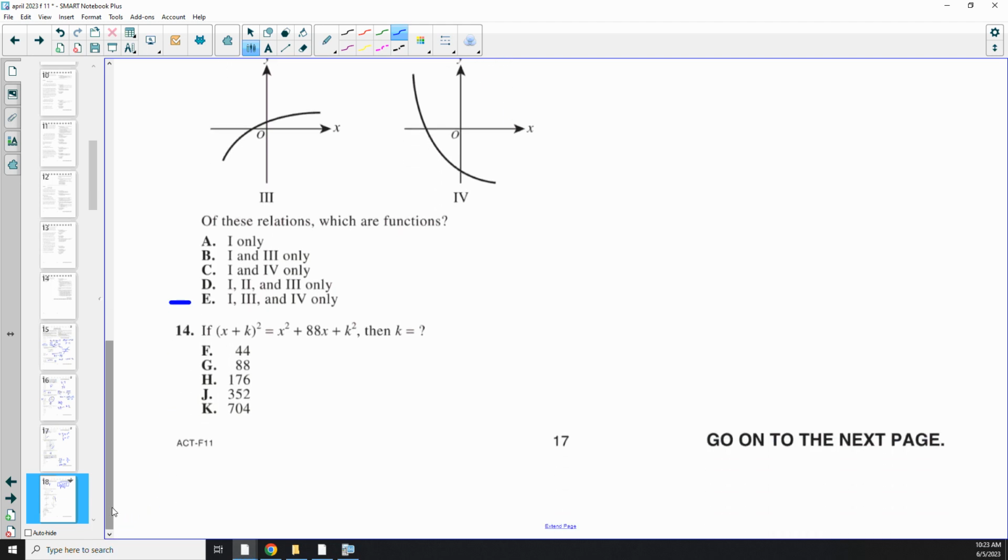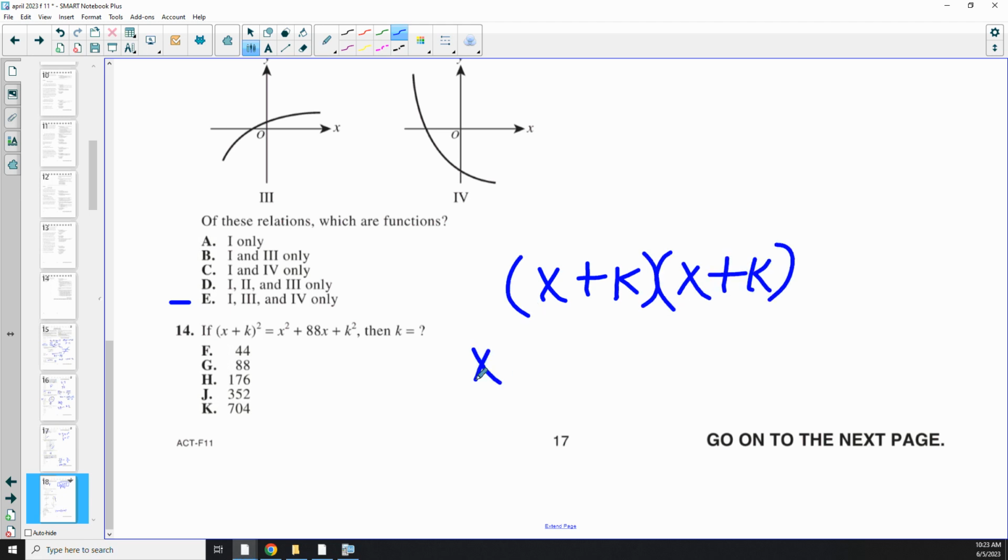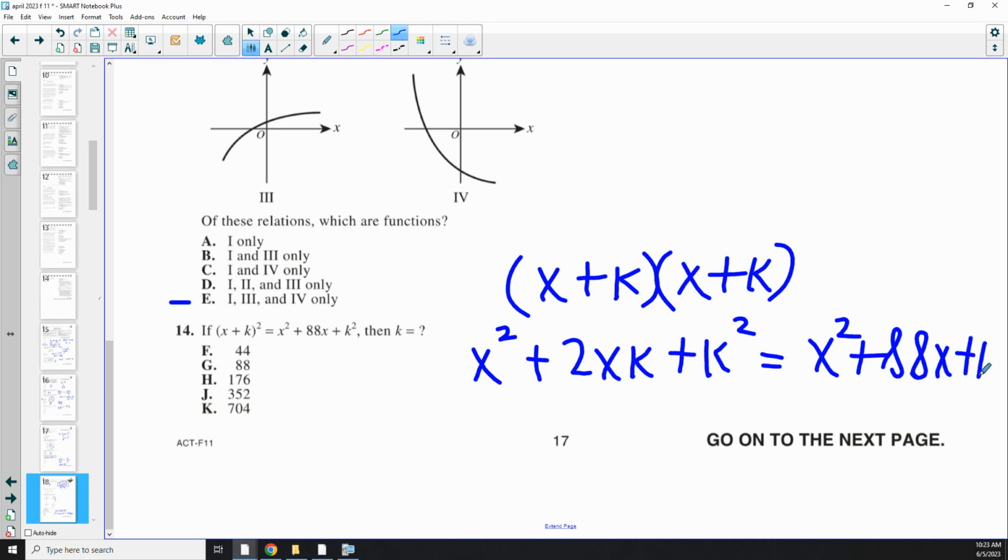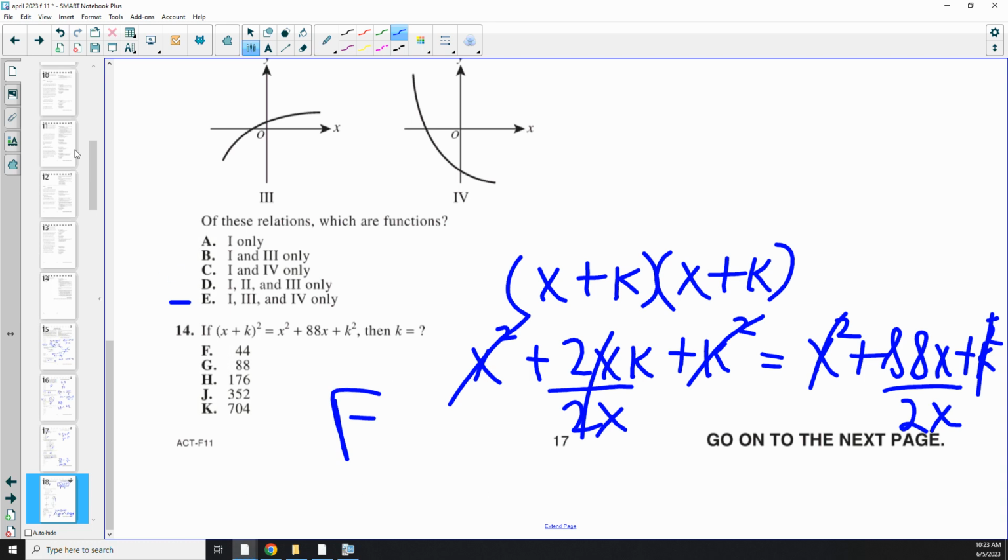This is a classic FOIL for x plus k times x plus k. You should be well versed in that. You get this, and that equals x squared. With too many variables, the k squares cancel, as do the x squares. And then you can divide by 2x, and that solves it: k is 44, choice F.